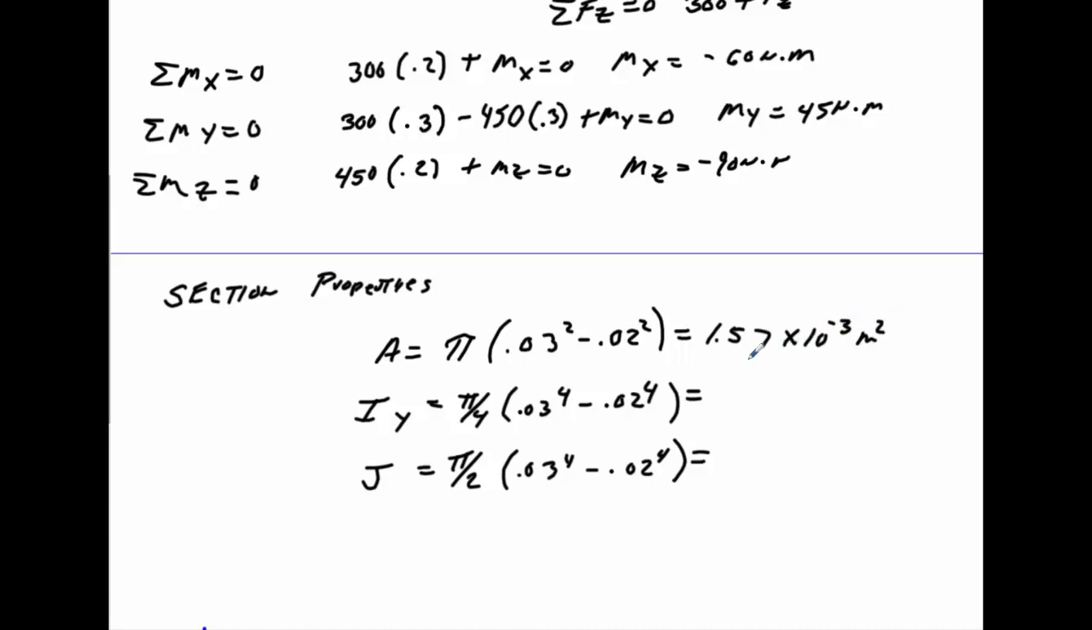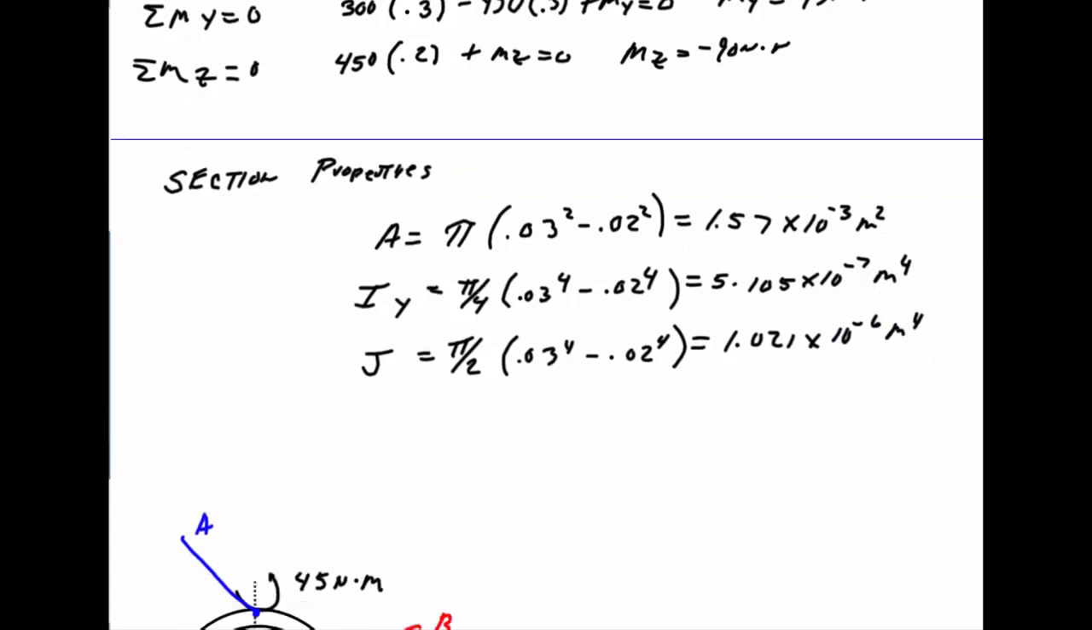This one here, I ran it. That's going to give us 5.105 times 10 to the minus 7th meters to the 4th. And the third value is going to give us 1.021 times 10 to the minus 6 meters to the 4th.